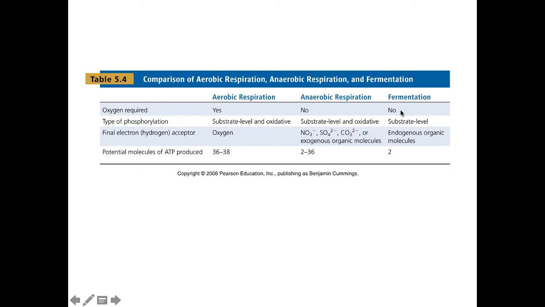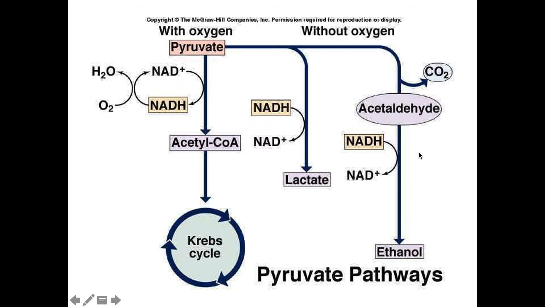Fermentation means no oxygen, no oxidative phosphorylation. Okay, we're making small amounts of ATP here, and we're using endogenous organic molecules, things that are found within the organism, and just look at the number of ATP here. But the thing is, we are recycling those electron carriers back to glycolysis to allow it to continue.